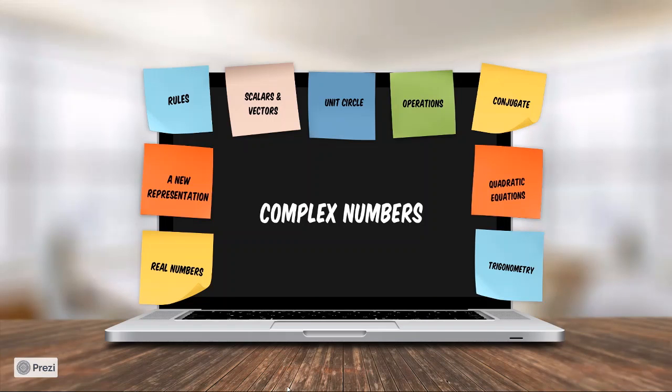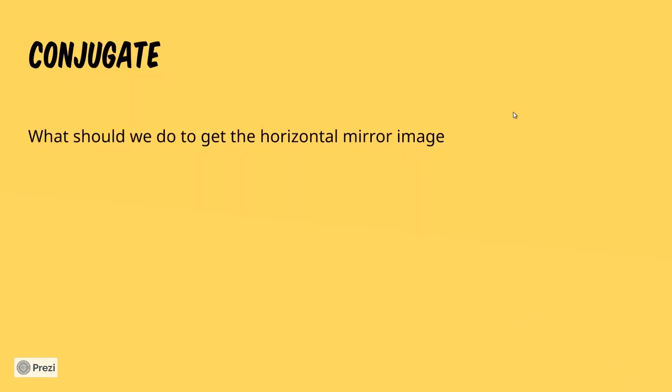So we looked at how to divide, and before that we looked at what a conjugate is, and we understood that the conjugate is what we should do to get the horizontal mirror image, the mirror image about the x-axis, considering your x-axis as a mirror and trying to get the reflection. That is what a conjugate is, right? So we already saw that.